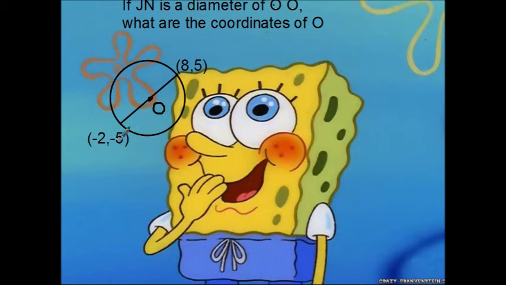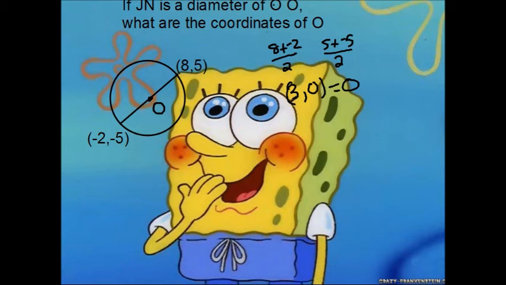What we want to do here is find the midpoint. The midpoint is the halfway point of our diameter, splitting it into 2 radii. To find a midpoint, add up the x's, chop them in half, add up the y's, chop them in half. That gives me 6 divided by 2, which is 3, and 0 divided by 2, which is 0. The coordinates of O are (3, 0).